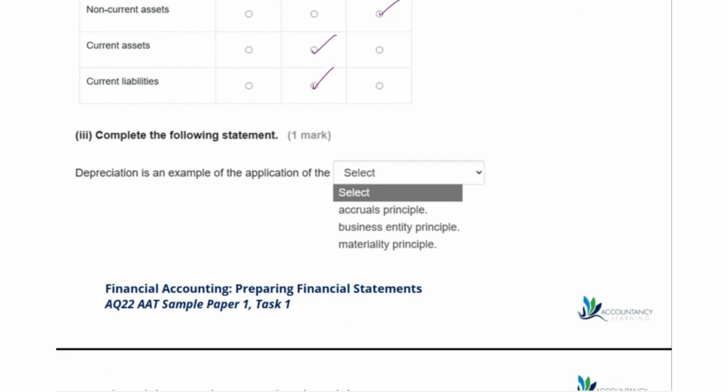Depreciation is an example of the application of... so depreciation is spreading the cost of an asset over its useful life. So therefore we're matching the cost to the time periods. So it's on the accruals principle. It's an example of the accruals principle in action.